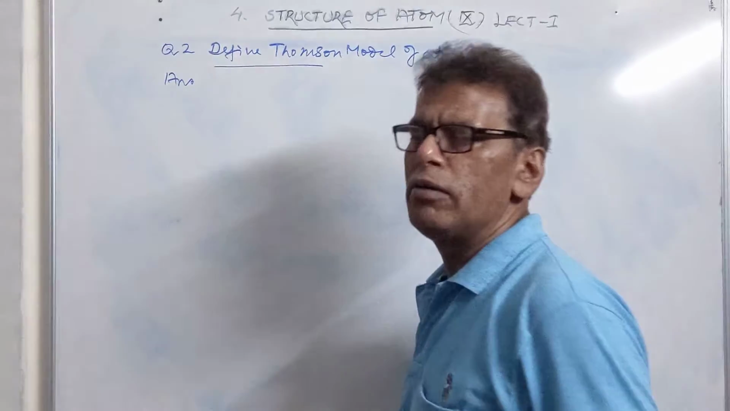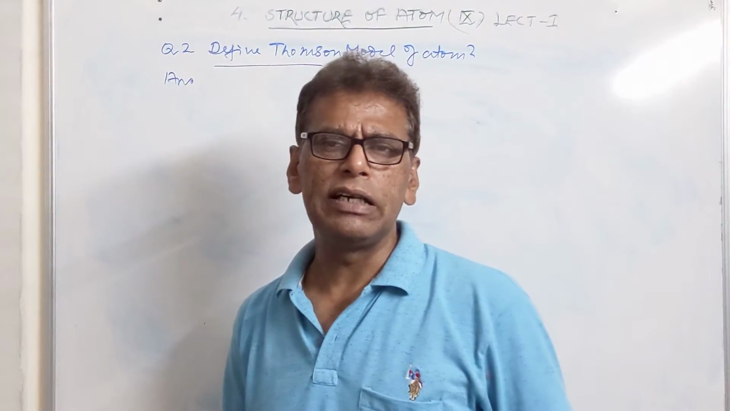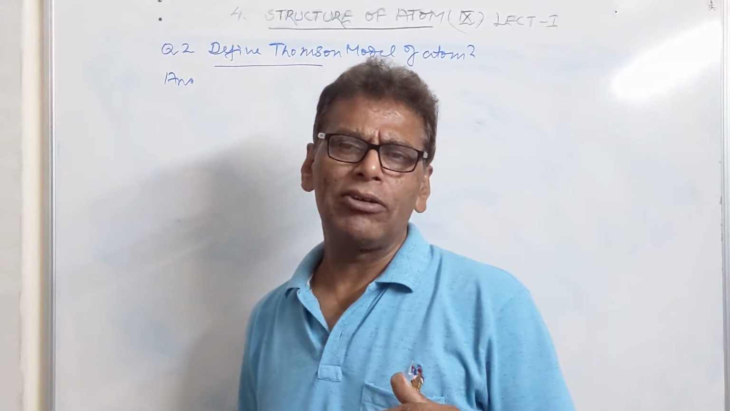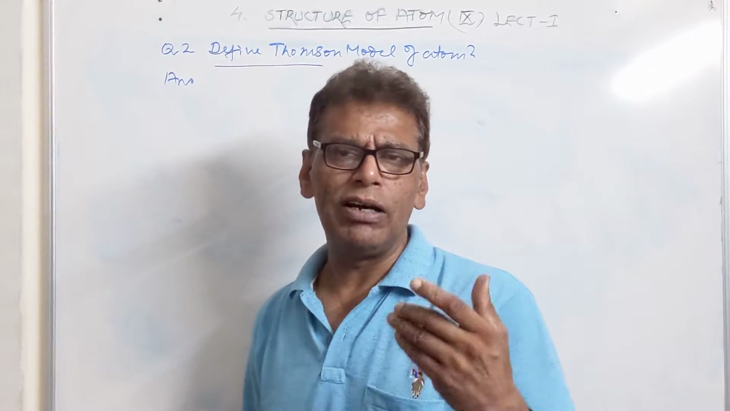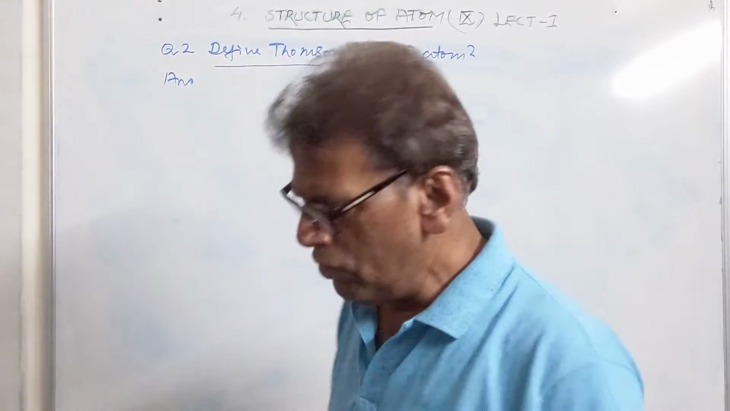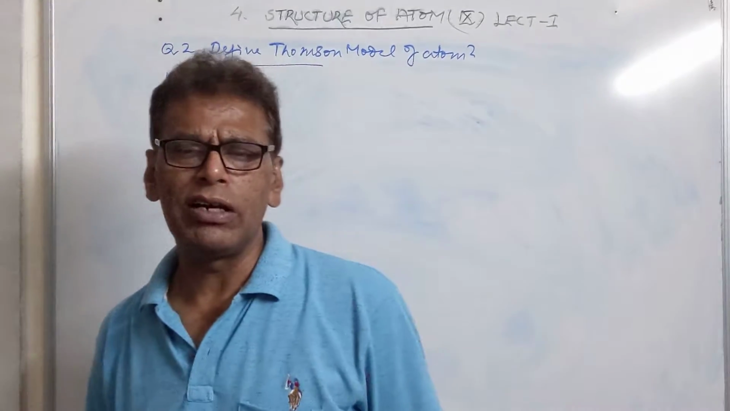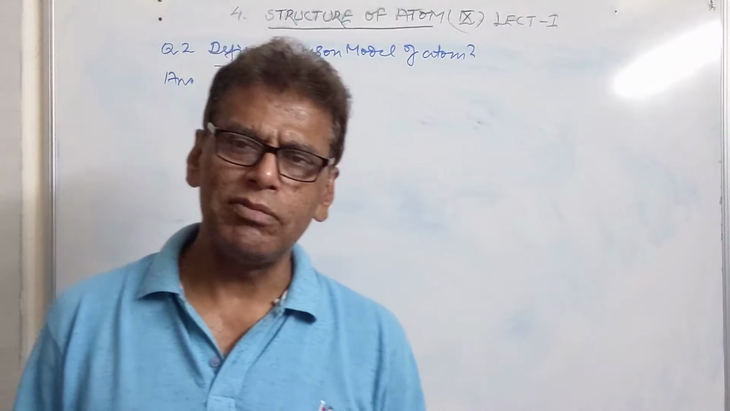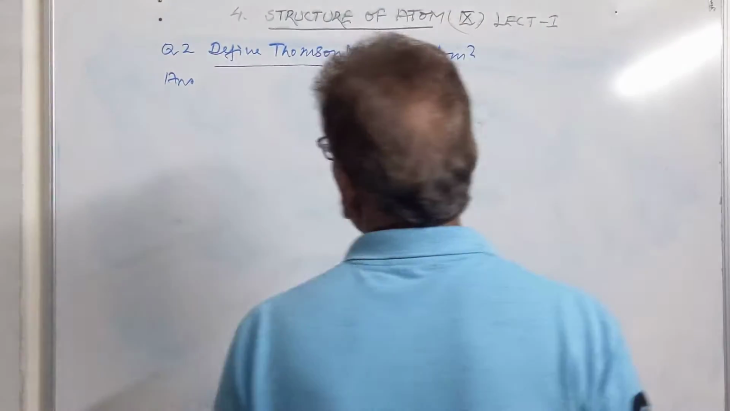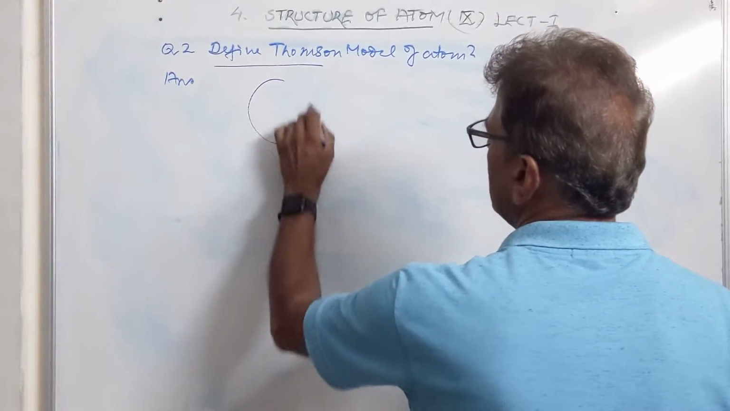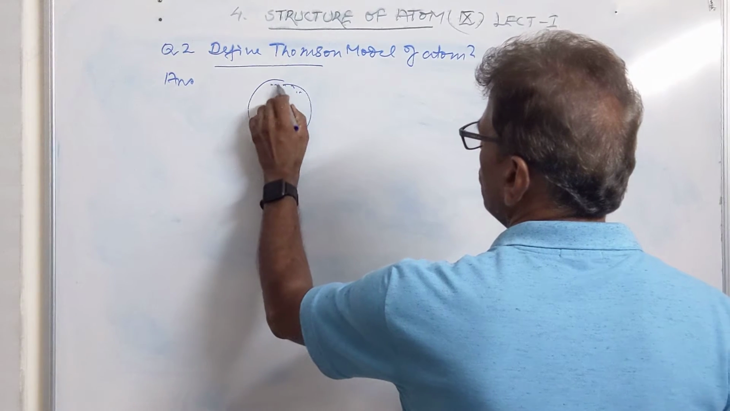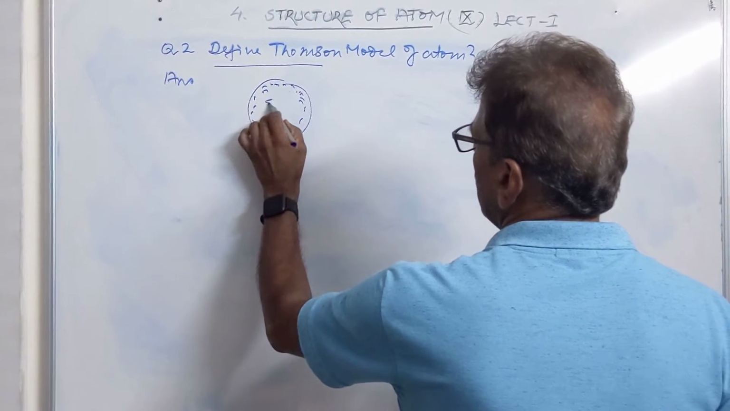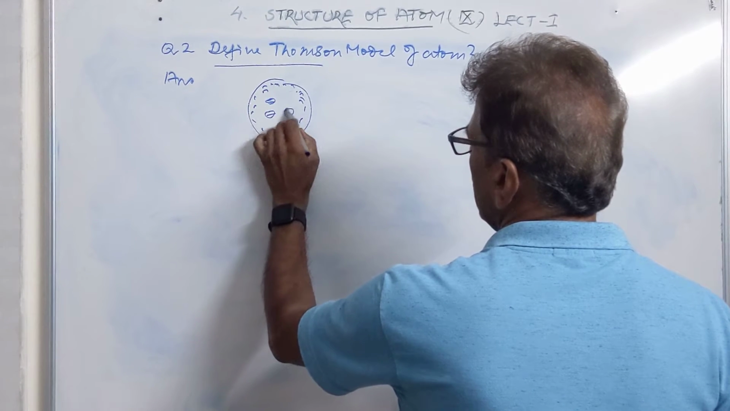Thomson considered the atom to be a sphere of positive electricity in which electrons were embedded. This model of Thomson was just equivalent to a watermelon, where the red spongy part of the watermelon represents the proton and the black seeds in the watermelon represent the electrons. So his model was like this. This was a sphere of positive electricity in which electrons were embedded. These are negatively charged.